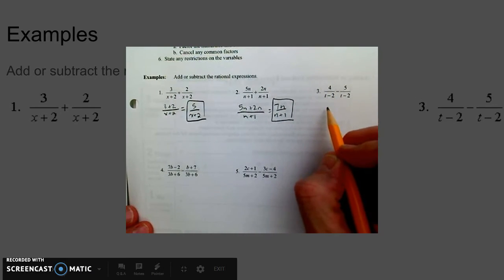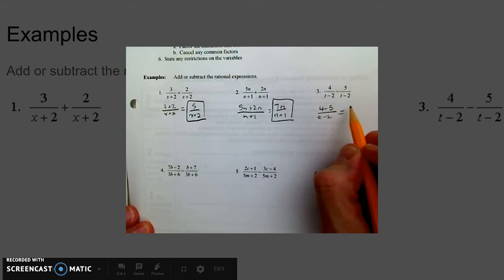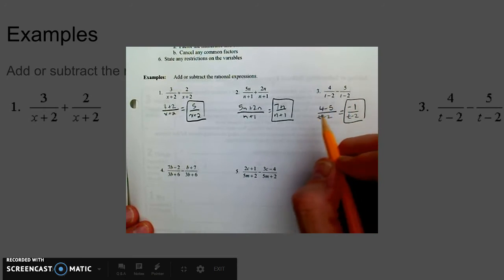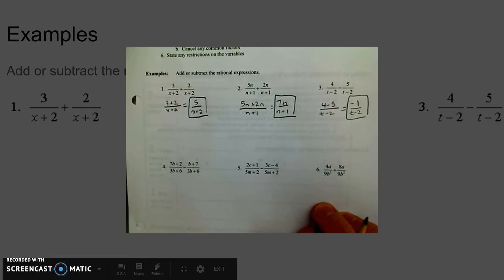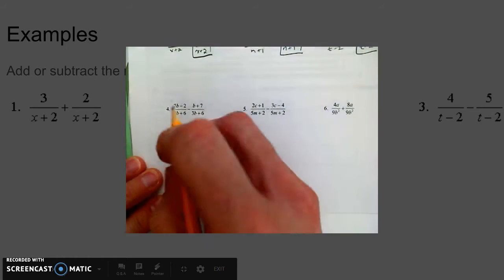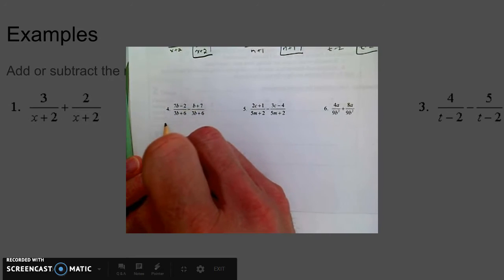Okay, now I can see that I have 4 minus 5 over t minus 2. I didn't go through the details of changing the sign here because I think 4 minus 5 is the way most of us think through these. A few more examples then that all have like denominators. Now here I can see a situation where we're subtracting. So let's make that happen.